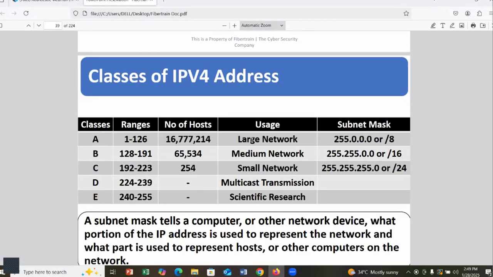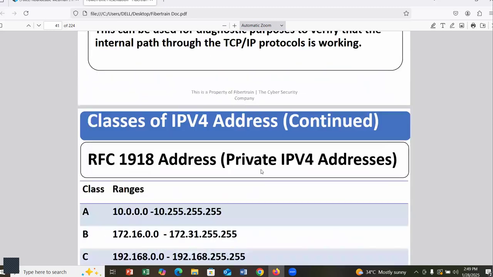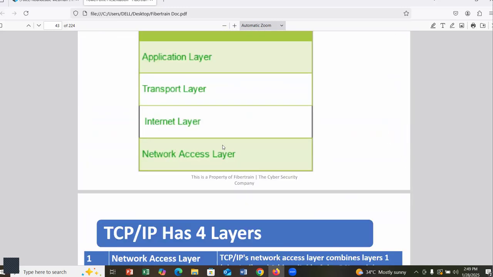So for large networks, those using class A are the ISPs. MTN, Glo, Airtel, they are the ones that make use of class A. And here, class A has a default subnet mask of 255.0.0.0, which is also what they call /8. And we say we have class B. So we have all the ranges and we have the number of octets. We have talked about all these things in our previous class.